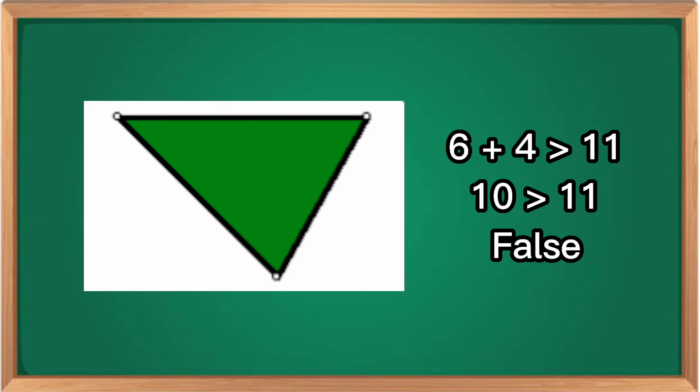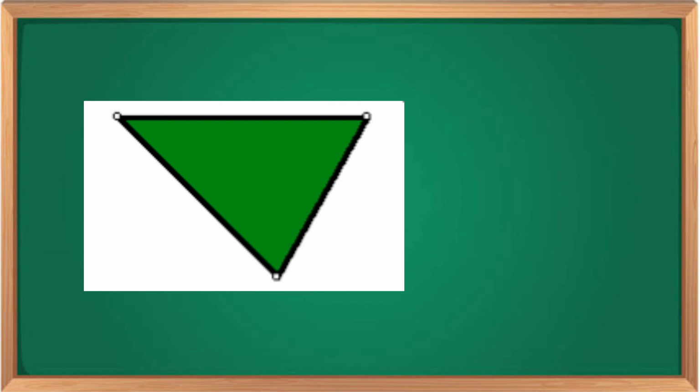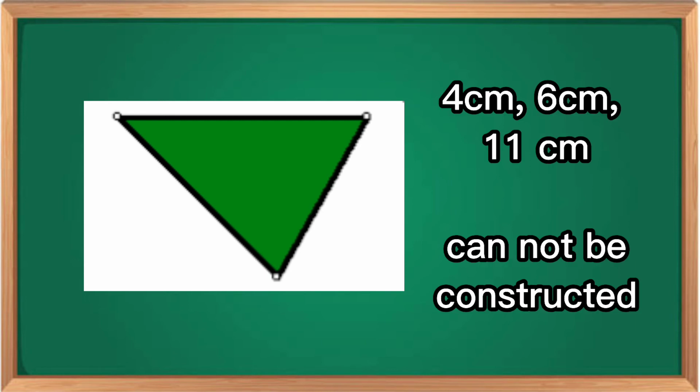6 plus 4 is equal to 10, but 10 is not greater than 11, which makes the statement false. Therefore, a triangle whose sides are 4 centimeters, 6 centimeters, and 11 centimeters cannot construct a triangle.